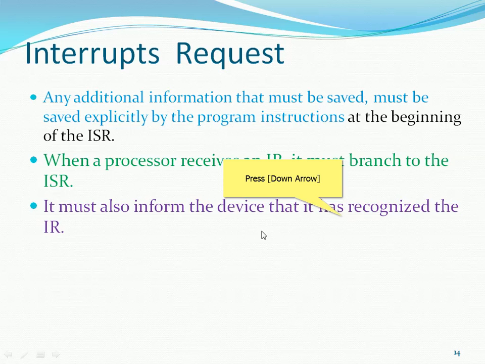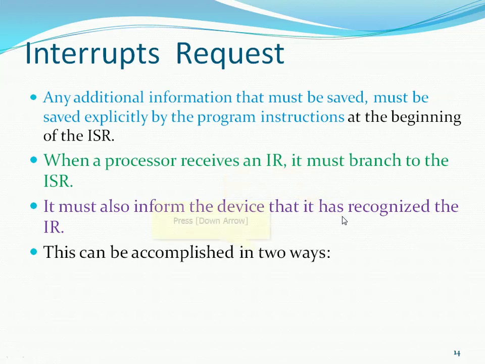When the processor receives the interrupt request, it must branch to the ISR, right? So when we are executing the program, a certain device needs a service. For that it sends a request, that is an interrupt request. For that interrupt request, it must be informed to the device whether it has been recognized, and provide a service immediately. This can be accomplished in two ways.